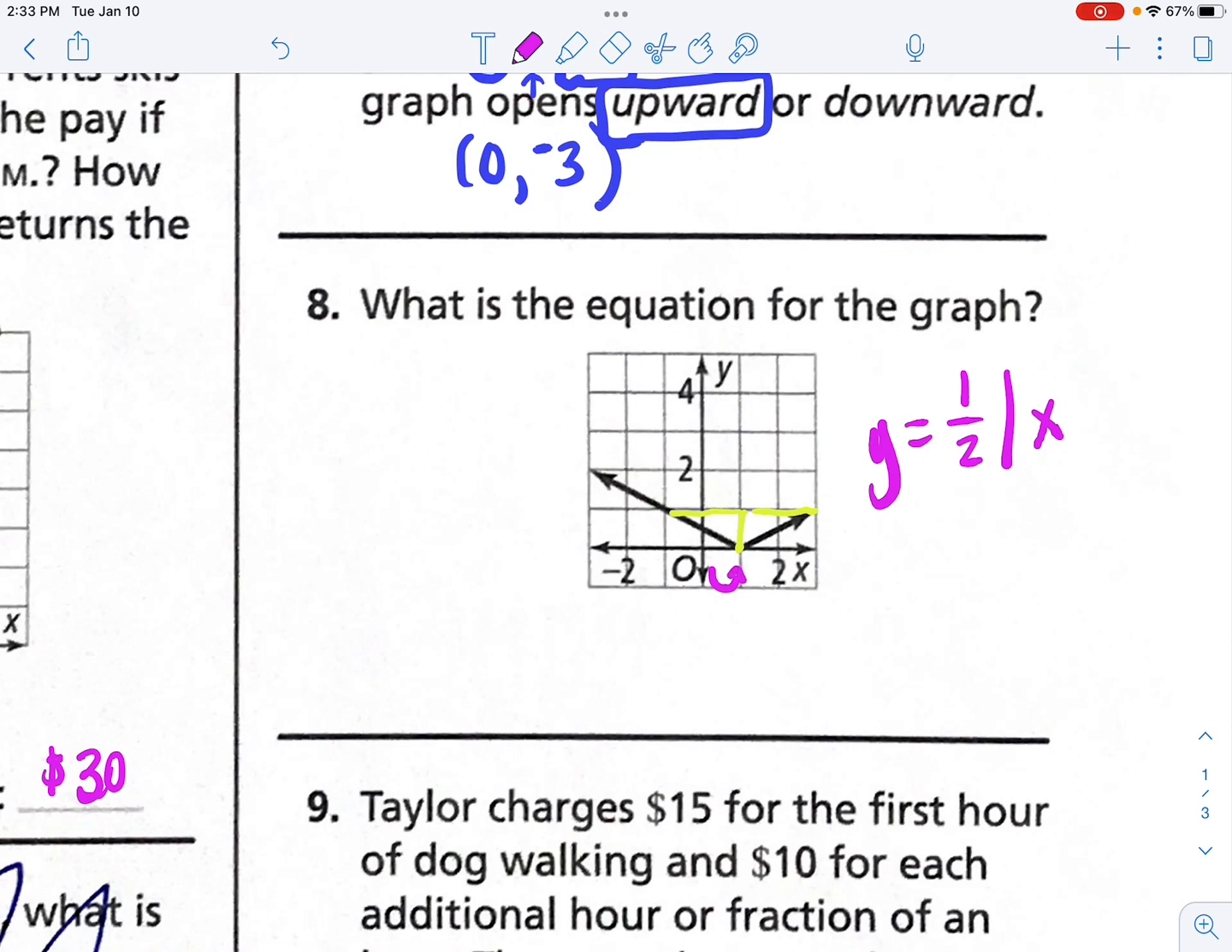So since it moved to the right 1, I know I'm going to be adding or subtracting inside of the grouping symbols. And remember, the adding and subtracting is the opposite operation. So instead of plus 1, that would actually be a minus 1 inside of the absolute value.